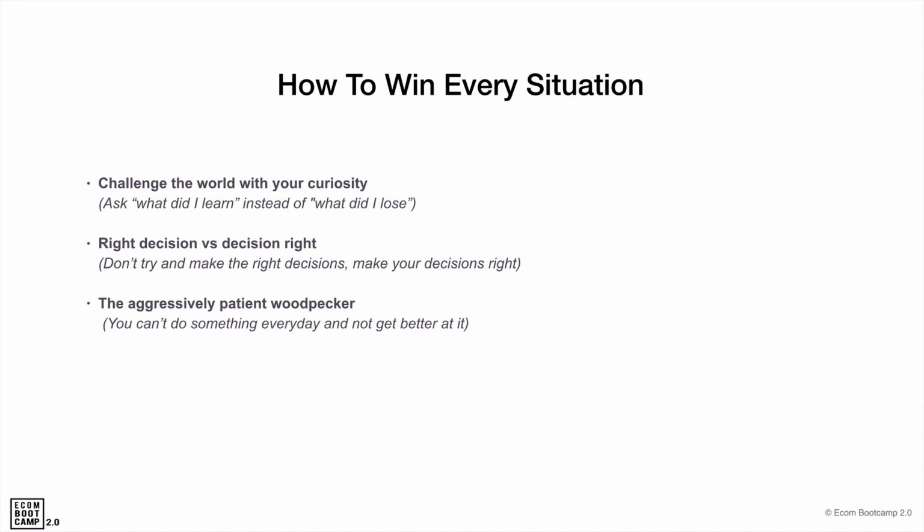And consider this too. I like to use this woodpecker analogy, because you can't do something every single day and not get better at it. A woodpecker has the ability to cut down a tree. It's such a small animal, but it's able to keep chipping away one day at a time. It might not be the best thing for that woodpecker, but if its ultimate goal and desire is to cut down that tree, it can by persistently chipping away at the bark.